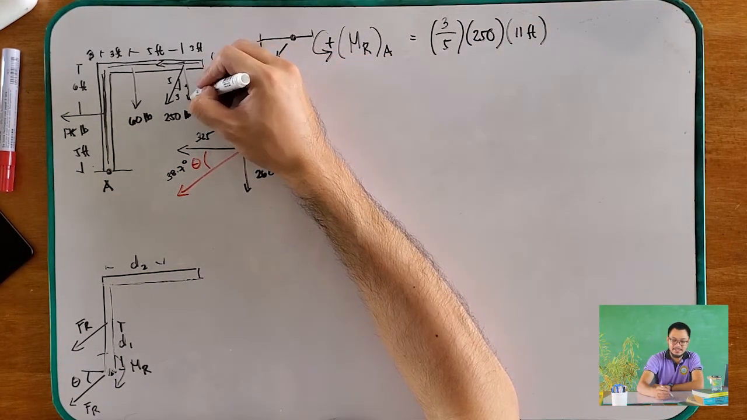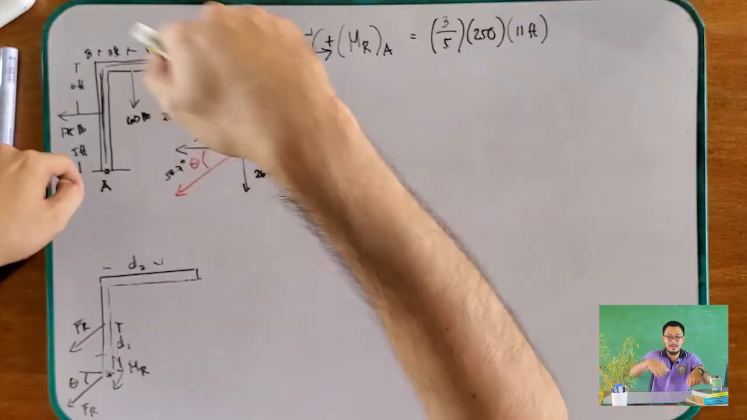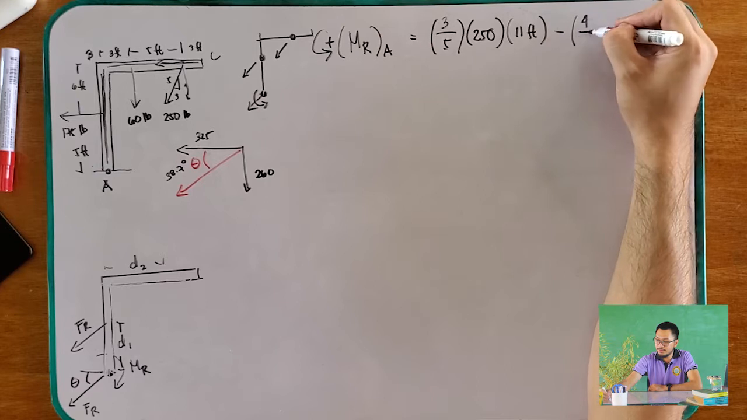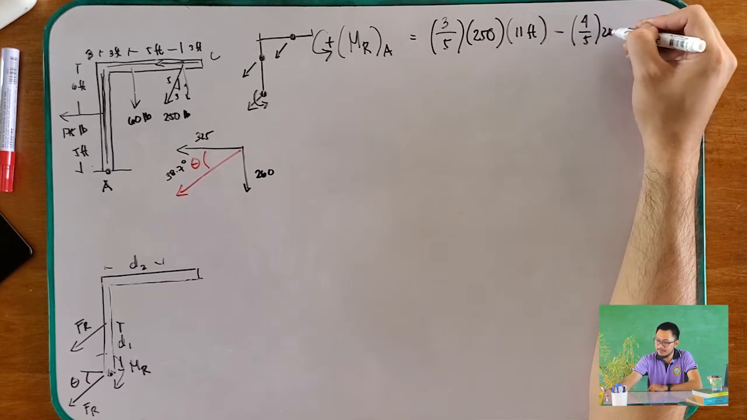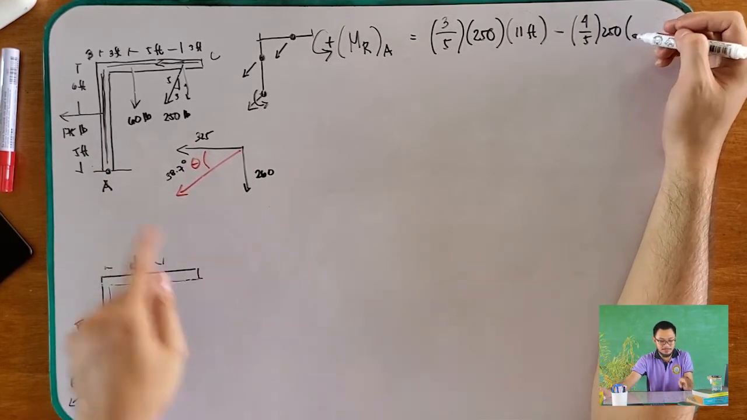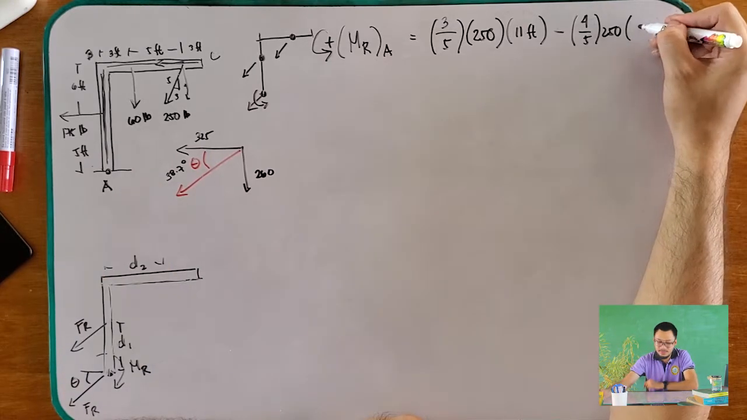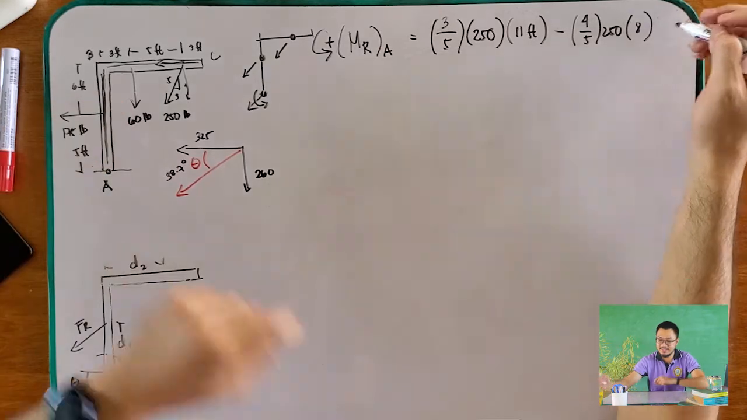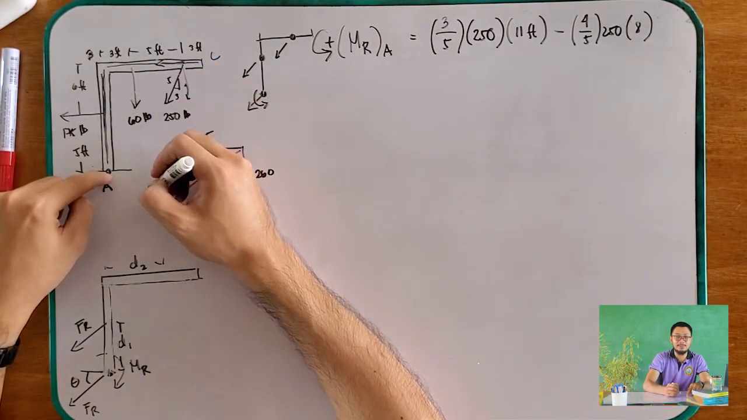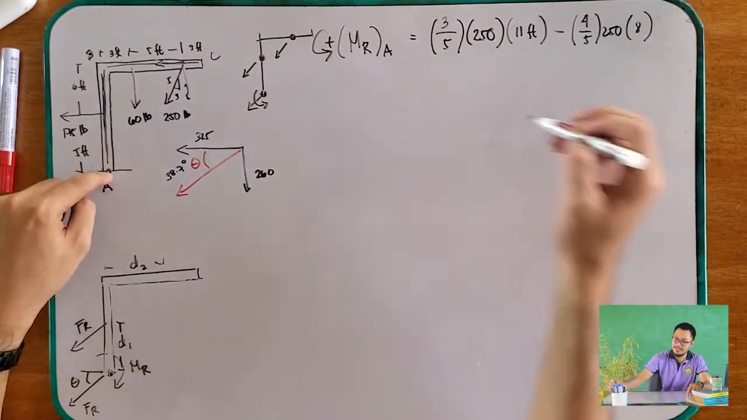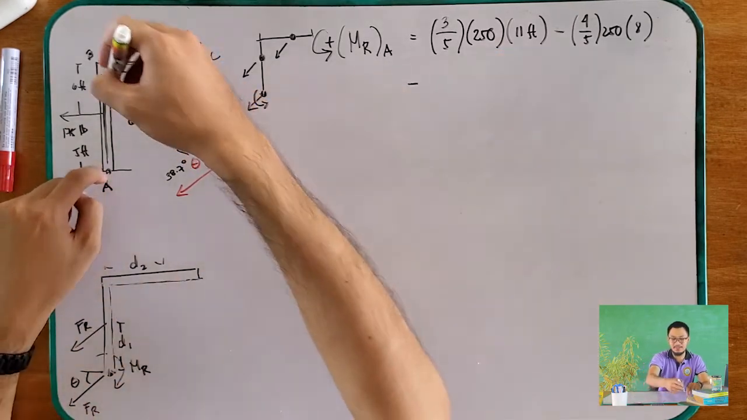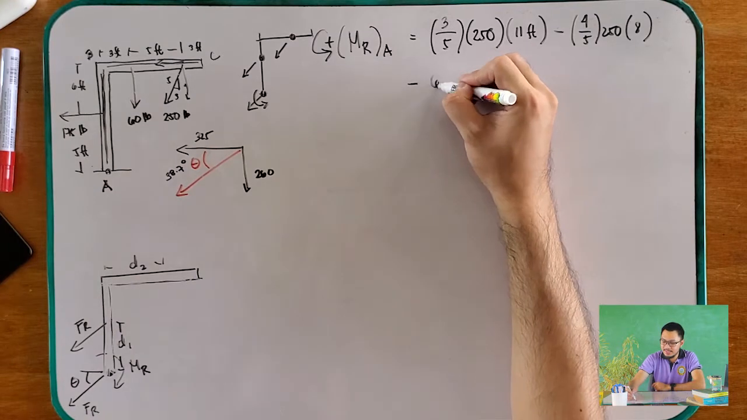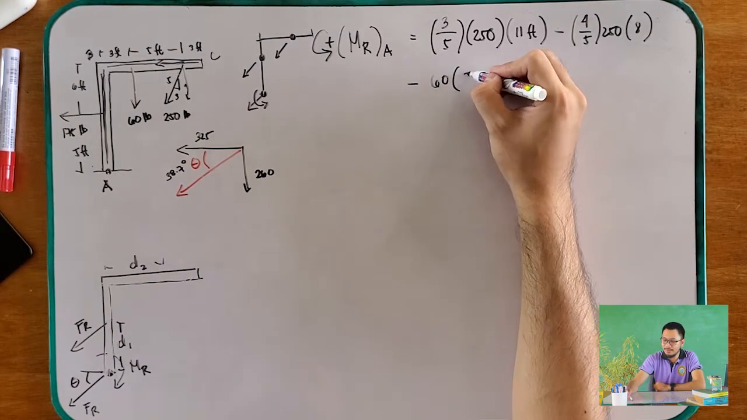Is the y component positive or negative? It creates a clockwise direction, so that is negative. 4/5 times 250 times distance 8, 5 plus 3 is 8. Then the 60: does this create a positive or negative moment? This is negative again since it creates a clockwise rotation. So, 60 times moment arm of 3.